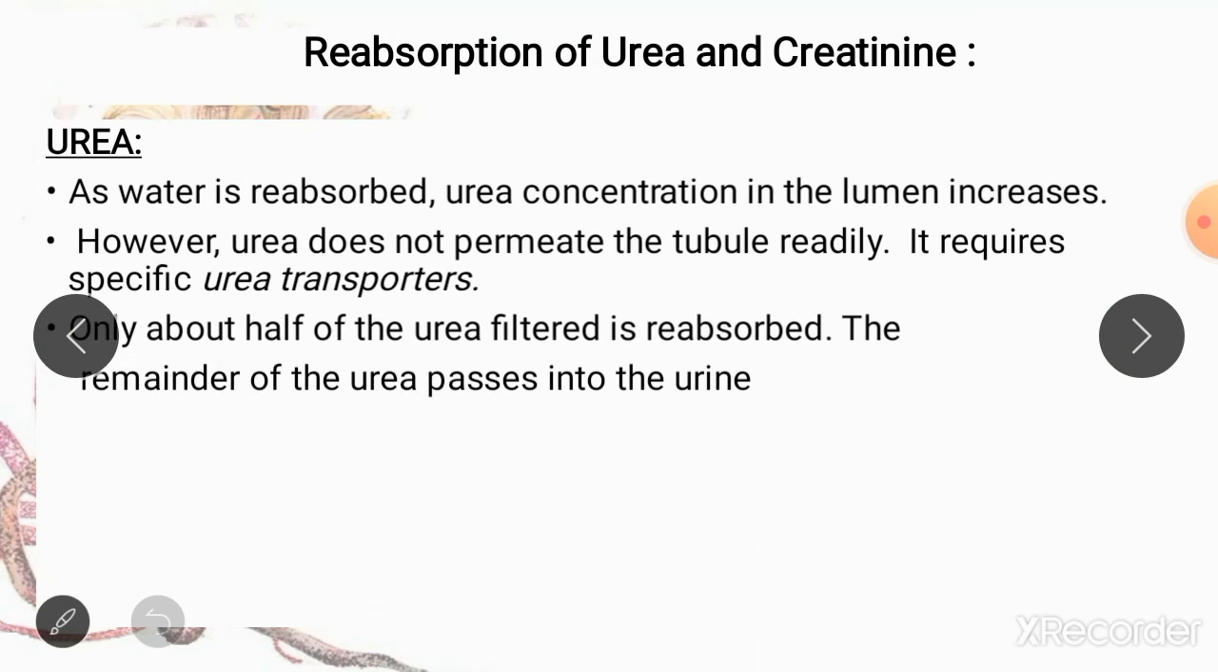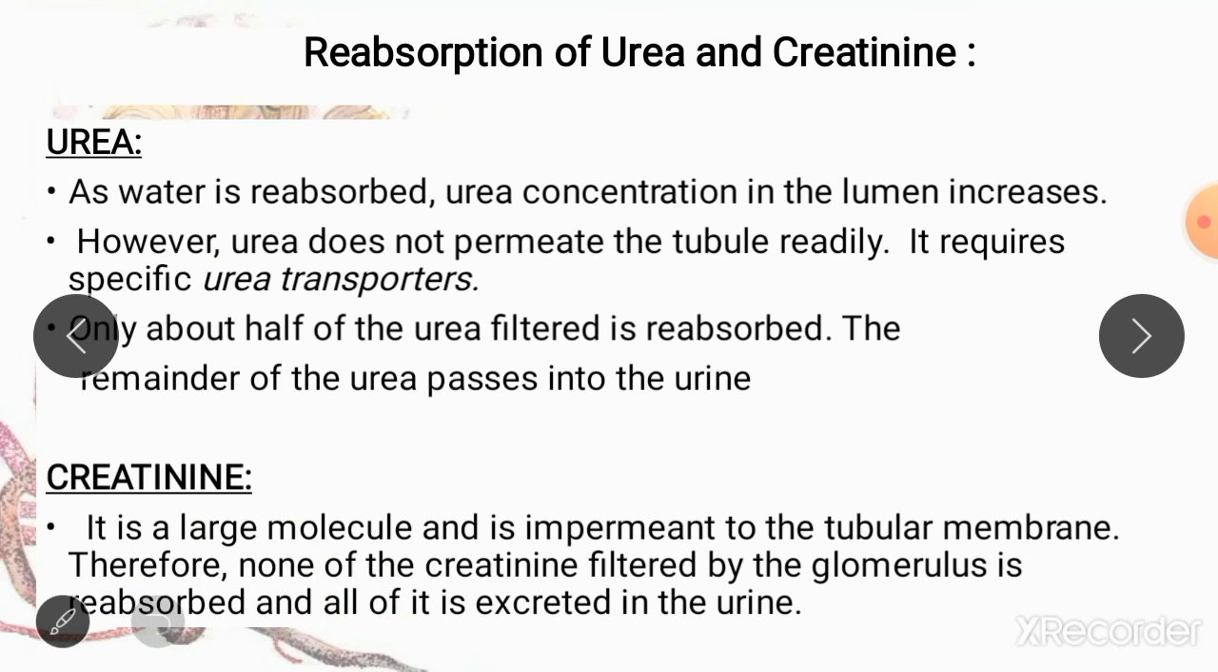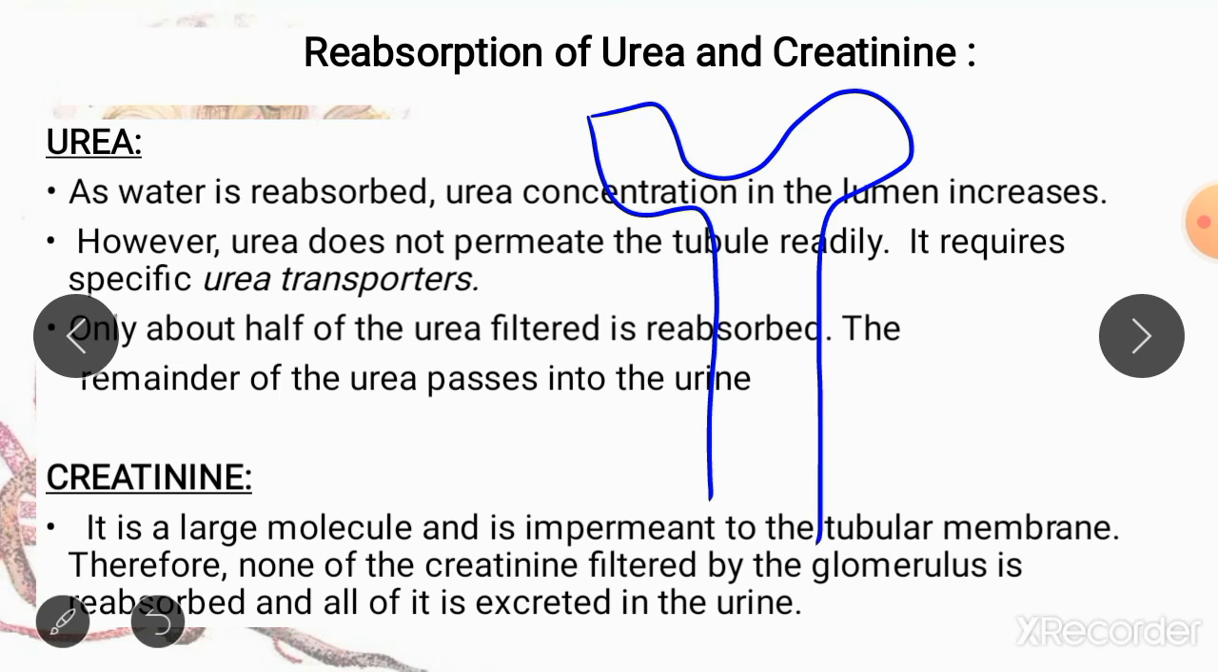Then we have the reabsorption of urea. As water is reabsorbed, the concentration of urea in the lumen also increases, and urea is transported from the lumen back into the interstitium with the help of urea transporters. We will be discussing the reabsorption of urea in greater detail in further slides in the next chapter. Then we have creatinine, and creatinine is a very large molecule. Also it is a waste product, so none of the creatinine is reabsorbed from your nephron into your peritubular capillaries, and all of it is excreted in the urine.